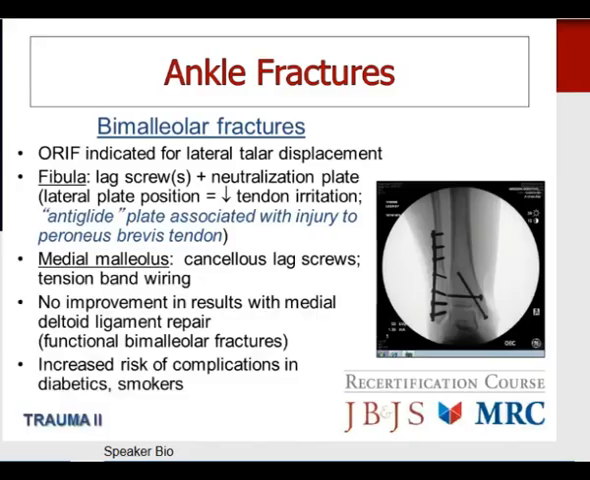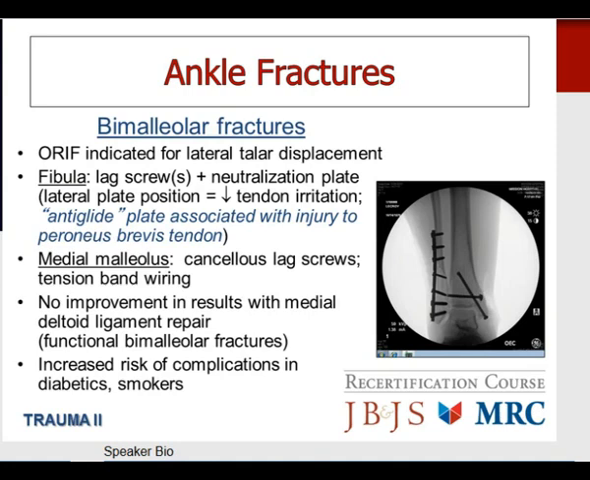with closed treatment. Bimalleolar fractures, if there is any lateral talar displacement, then ORIF is indicated. For the fibula, typically one or more lag screws is placed as well as a neutralization plate. The preferred plate position is lateral due to the fact that this position is associated with decreased tendon irritation. The so-called anti-glide plate or the posterolateral plate is more biomechanically sound. However, it is associated with significant risk of injury to the peroneus brevis tendon.